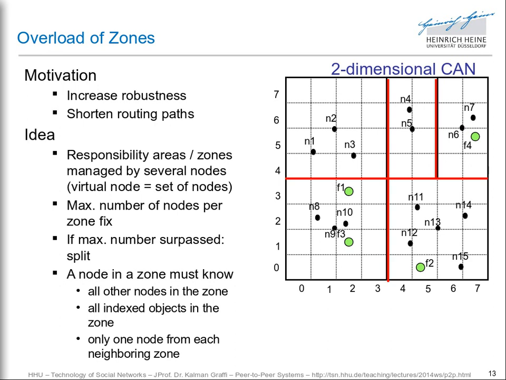Okay. And the idea is, like I said, we now have zones and areas which are managed by several nodes, and one zone is called here a virtual node, which contains a set of nodes. And the maximum number of nodes per zone is fixed. And if we surpass this maximum number of nodes, we have to split this zone, this virtual node.